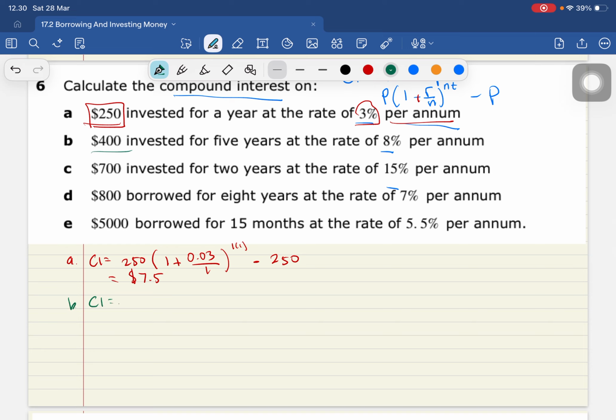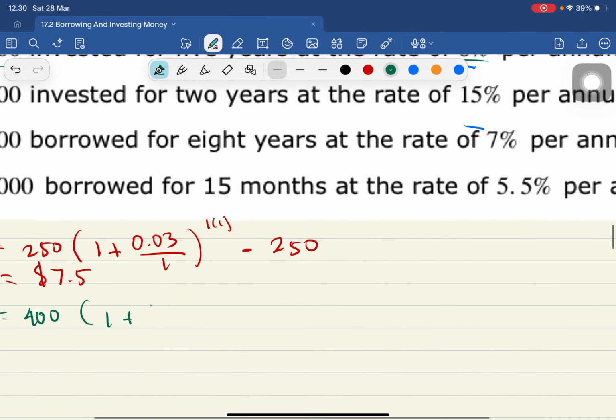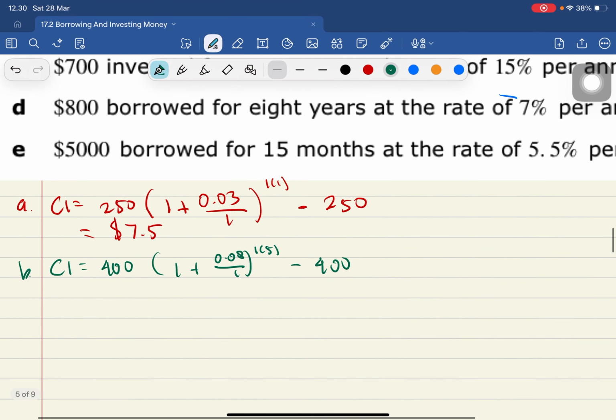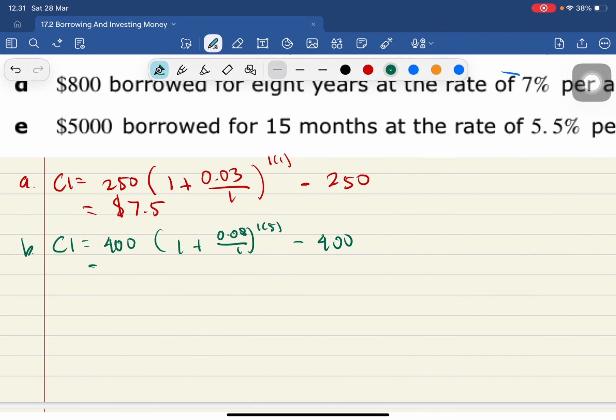B, okay, here is 400. So the compound interest is 400, then we multiply 1 plus how many percent? 0.08, divided by 1, and then to the power of 1 times 5. Then we minus the initial money, which is 400. Then you will get the answer of around $187.73.